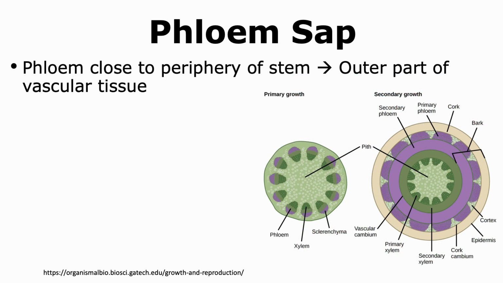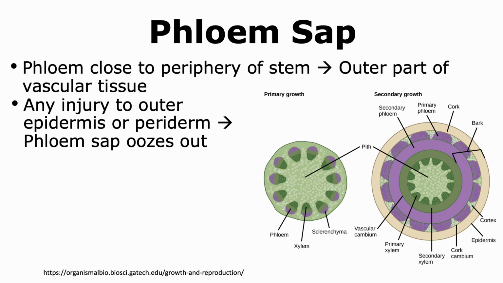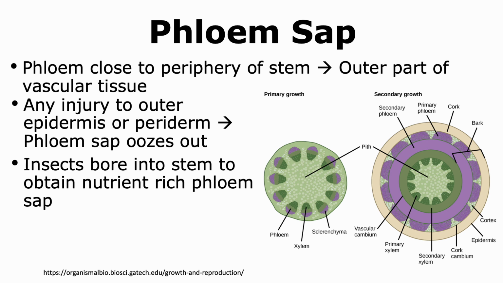It should be noted that phloem is close to the periphery of the stem in a plant. It is the outer part of the vascular tissue, and as we can see in the figure, it is near the periphery of the stem during primary growth, and in secondary growth, the primary phloem is closest to the periphery of the stem, while the secondary phloem is underneath the primary phloem. Thus, any injury to the outer epidermis or the periderm of the stem will cause the phloem sap to ooze out of the plant. Insects, in fact, take advantage of this location of the phloem and bore into stems to obtain the nutrient-rich phloem sap.